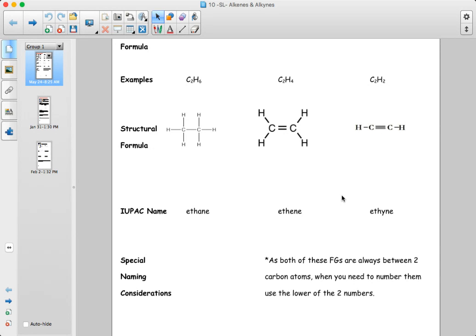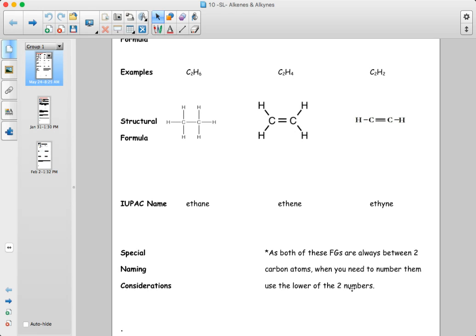So when a number is required, the general rule of thumb is always pick the lower number. If you have a bigger alkene, with 4 carbons, you could either have a double bond between the 1 and the 2 or the 2 and the 3. If it's between the 1 and the 2, you would call it 1-ene. And if it's between the 2 and the 3, you would call it 2-ene. So you're always going to pick the lower of the two numbers whenever you have to number these things. But obviously these ones are so small, there's only one position possible for that carbon-to-carbon double or triple bond, so you don't need to number it, and they're just called ethene and ethyne.